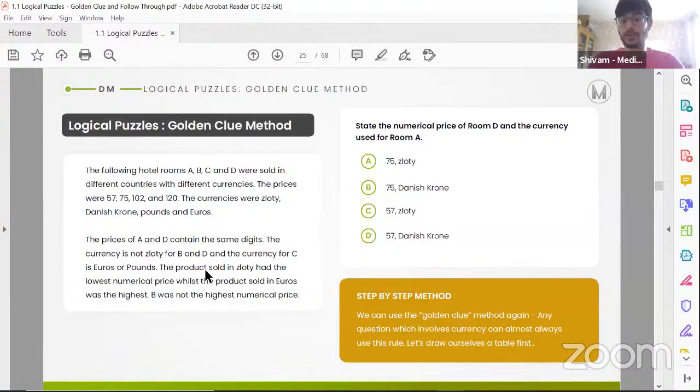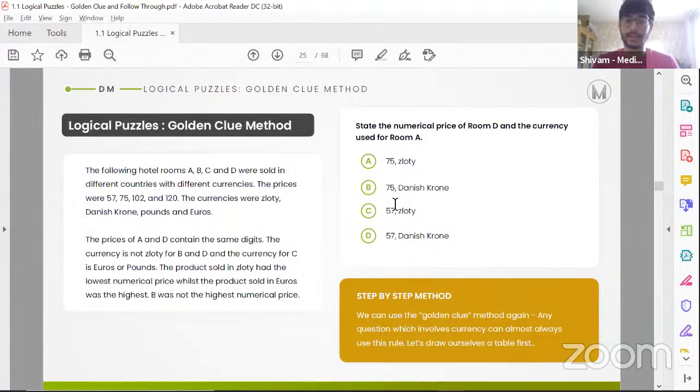So I used the golden clue method right at the beginning. I identified there that the product sold in zloty had the lowest numerical price. So because of that, I used the golden clue, and the golden clue gave me an opportunity to remove C straight away. What the golden clue has done here in this question is it's given me an opportunity to now guesstimate the answer. So now, instead of a 1 out of 4 chance, I'm giving myself a 1 out of 3 chance just by using the golden clue.